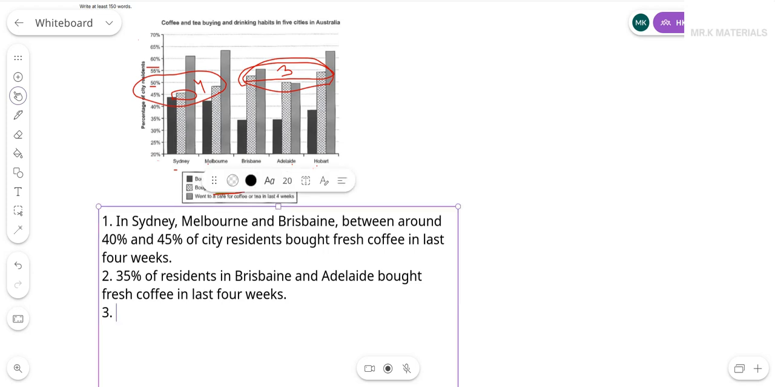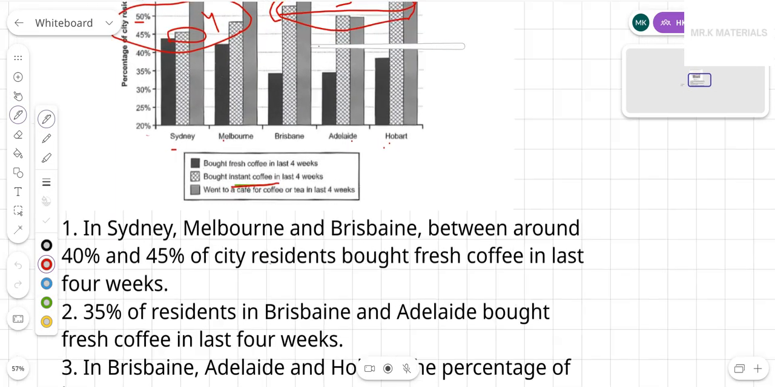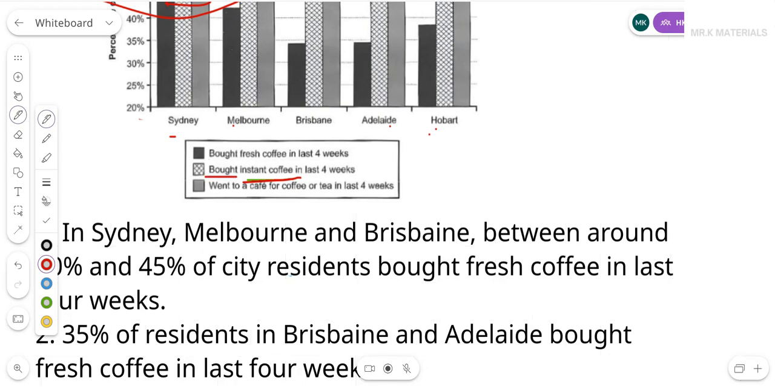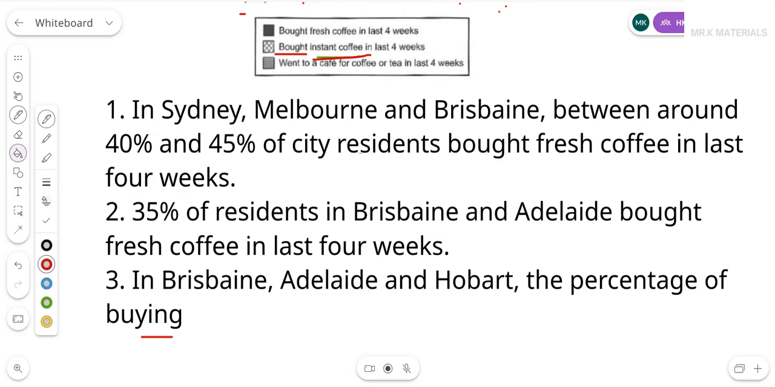Okay, so we say in Brisbane, Adelaide, and Hobart, the percentage of what? Of buying, right? So I turn this into the percentage of what. If I say what, I need a noun, I need a subject. And bought is not a subject, it's not a noun. To turn a verb into a noun, I usually put -ing. So this is how I'm having accurate grammar.